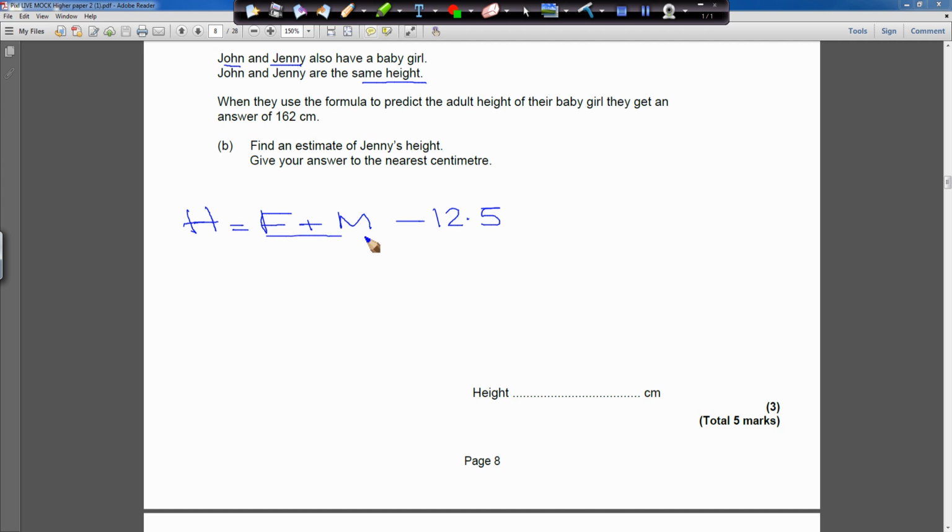12.5. We divide all of that by 2. Now we've been told that the father's height, which is represented by F, and the mother's height are both the same. So let F equal M equal to X. So we'll call the height X. So we can replace these two with X.